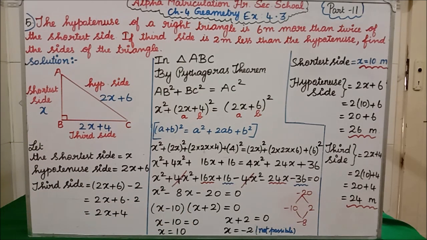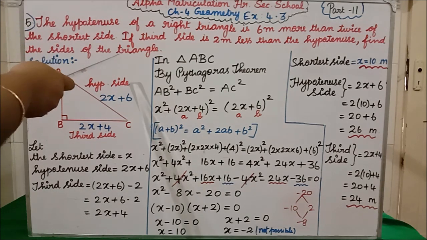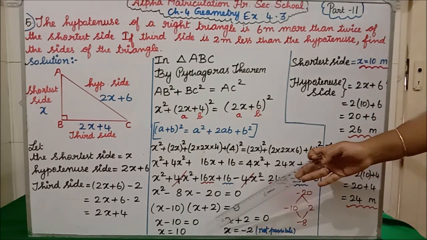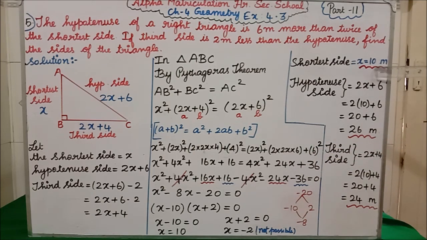Clear students? Now we have finally found the x value and we want to find the shortest distance, the hypotenuse in meters and the third side in meters. Clear all of you? See students, here the shortest side is what we have taken there, x. X equal to what we have finally solved, 10 meter. Then the hypotenuse side is 2x plus 6 we have written. So 2 into, instead of x we are having 10, plus 6. 2 into 10 is 20 plus 6 is 26 meter.